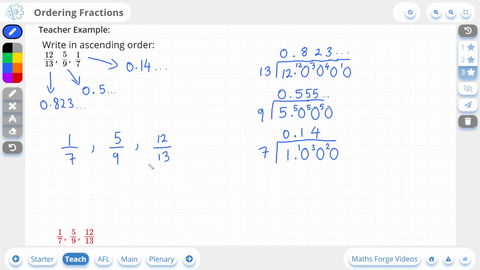And so that's pretty much it on how to order fractions. You need to have a division method handy in order to deal with the more complicated ones. But remember, ascending, be very careful when you read the question. If it says ascending, it's smallest first, largest last. And if it's descending, it's largest first, smallest last.